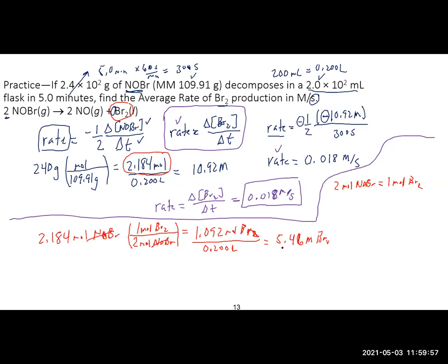Br2. We then can divide it by our seconds at this point to convert it into molarity per second, and you end up with 0.018 molar per second. So again, you could do, as you see here, a basic stoichiometry part separate from the kinetics part, or you could combine them together.